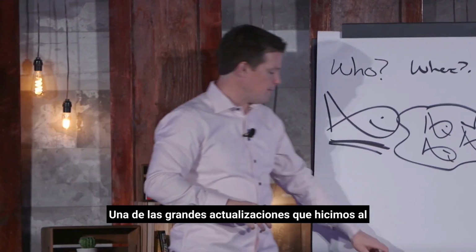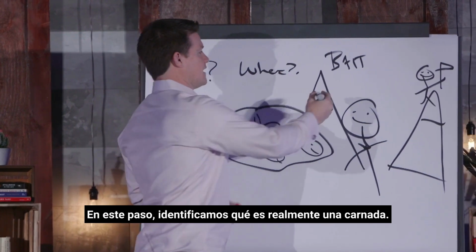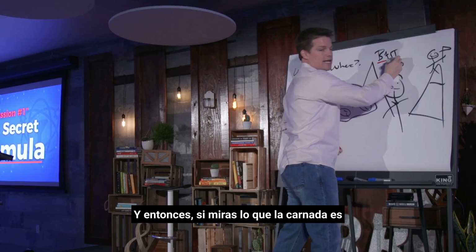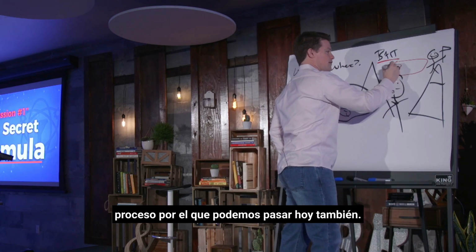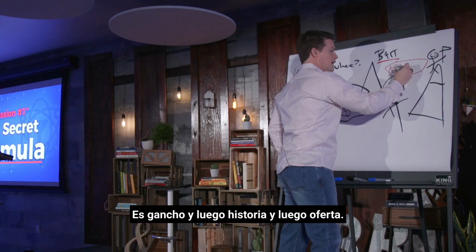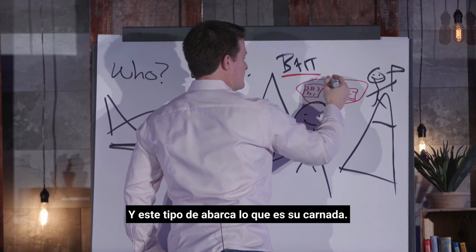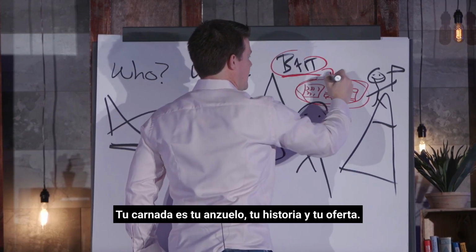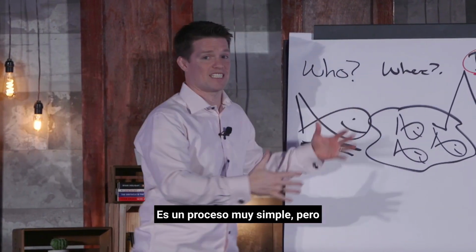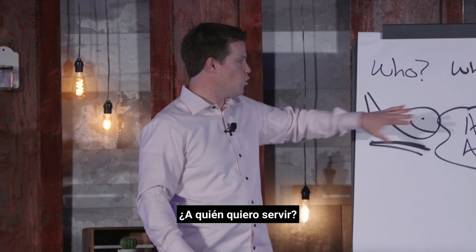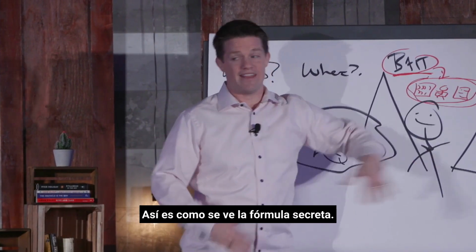Okay. And one of the big updates that we made to the .com Secrets book, as you'll see when you have a chance to read it in the near future, is that in this step we identify what is actually bait. If you look at what's inside of bait, it's a 3-step process we're gonna go through today as well. It's hook, and then story, and then offer. This encompasses what your bait is. Your bait is your hook, your story, and your offer, okay? So that's what the secret formula is. It's a very simple process, but it really encompasses all of business. Who do I want to serve? Where are those people at? What can I use to get them? And then after I get them, how can I actually serve them? Okay, and that's what the secret formula looks like.